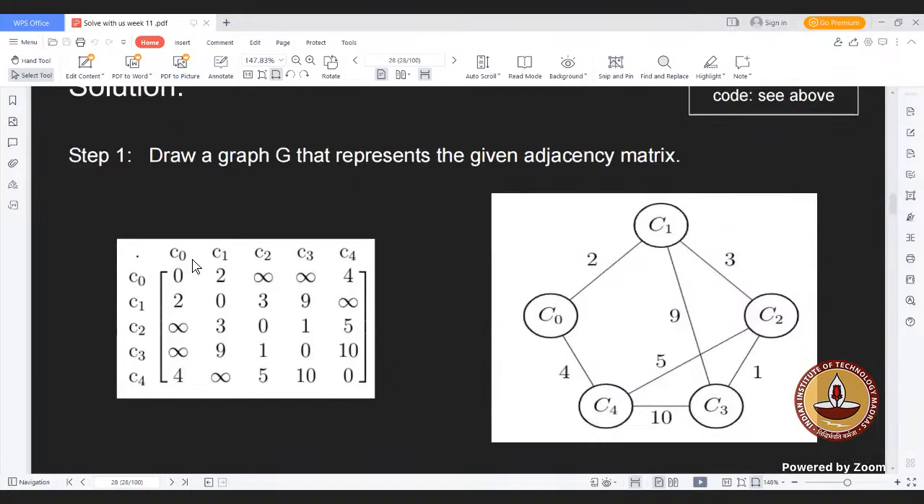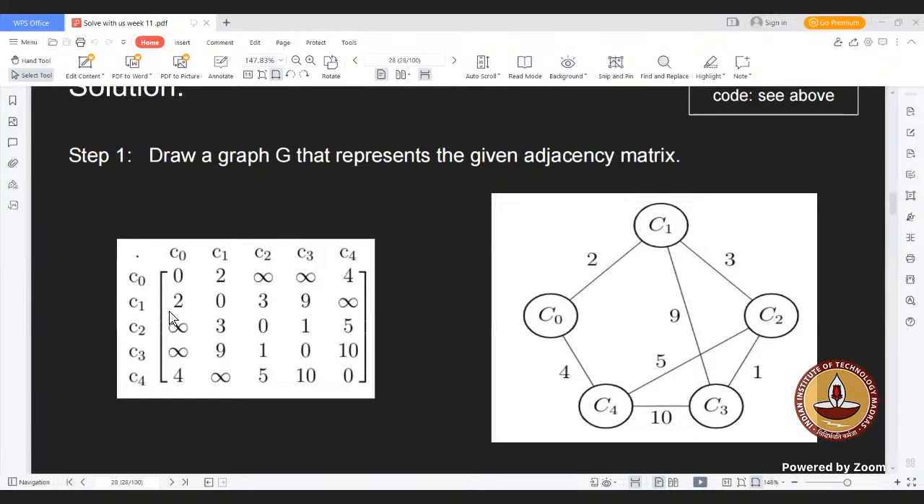So how to do this is, see, there will be 5 vertices basically, C0, C1, C2, C3, C4. You can see that C0 and C1 are connected with the edge weight 2, and C0 and C4 are connected with the edge weight 4. The rest are infinity, C2 and C3. This basically means there is no direct edge between C0 and C2 and C0 and C3. Okay, so now we have drawn it for C0.